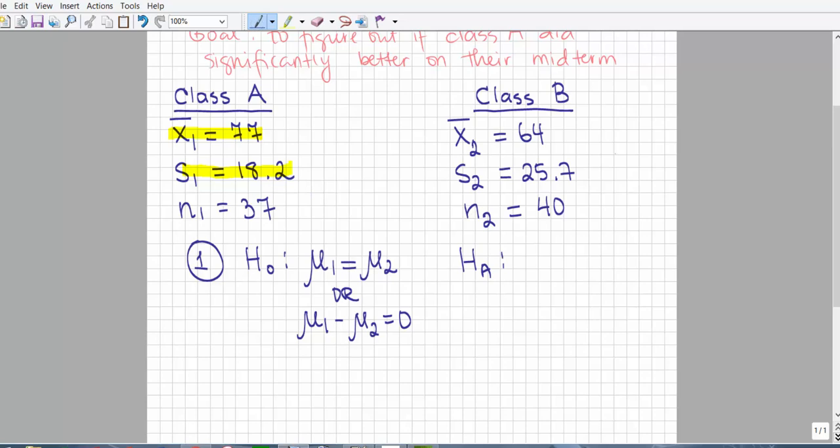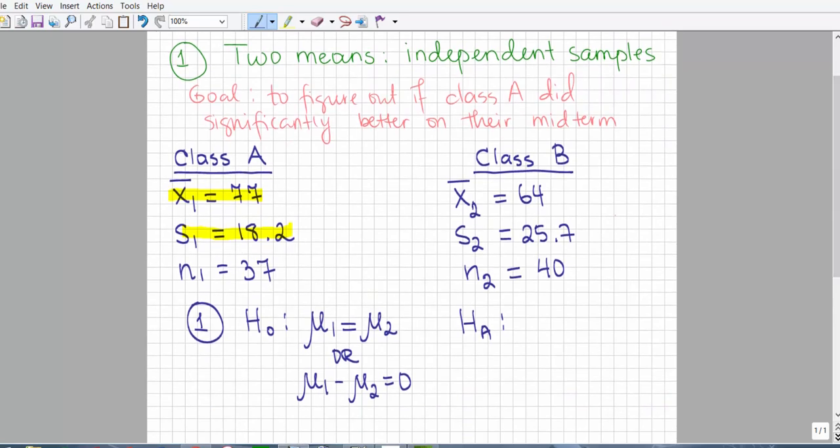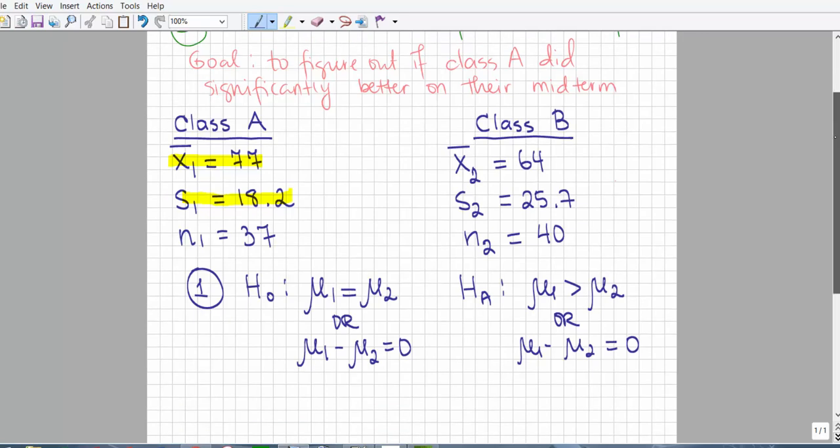Now what about the alternative hypothesis? Well, that really depends on the problem and how you set it up. In my case, I'm wondering if class A did better than 64. 77, is that higher than 64? Yes. Is it significantly higher? Well, that's what we're going to find out. So really I'm testing this claim, is mu1 greater than mu2, or mu1 minus mu2 greater than 0. Either one of these will be correct. So that's the setup that I'm going to use.